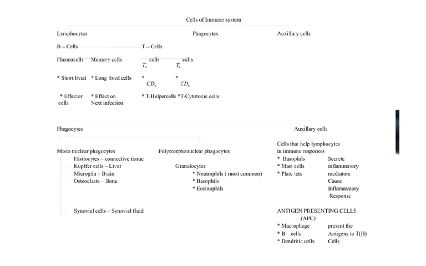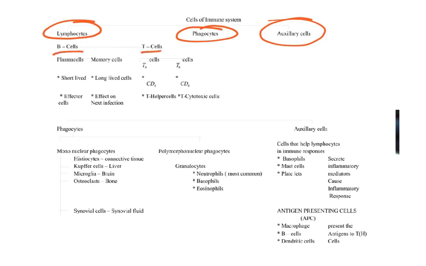Let's take a quick glance at the cells of the immune system. Once again, there are three types of cells: lymphocytes, phagocytes and auxiliary cells. Lymphocytes are of two types: B cells, which are responsible for humoral immunity, and T cells, which are responsible for cell mediated immunity. B cells can be differentiated into plasma cells and memory cells. Plasma cells are short-lived effector cells. Memory cells are long-lived, and their effect is seen on the next infection.